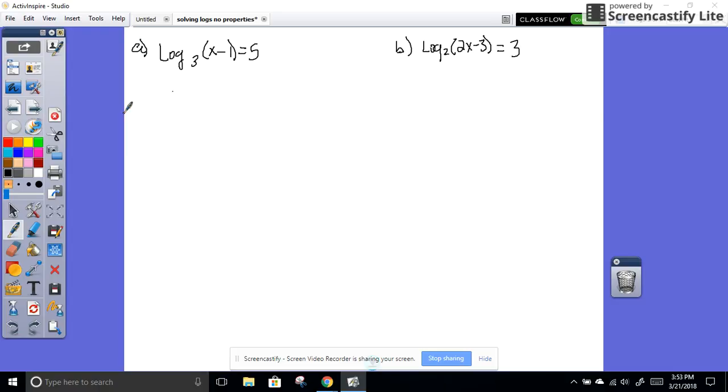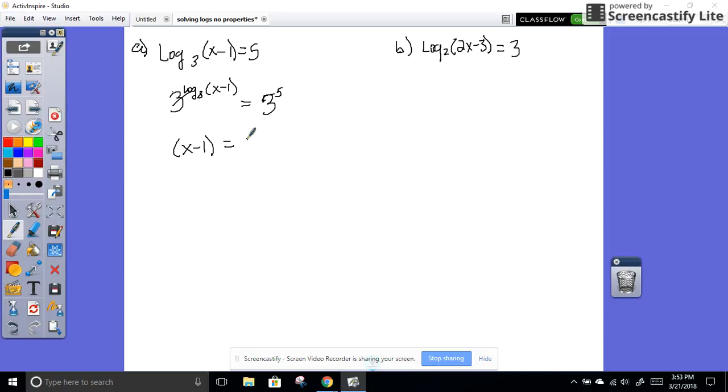Okay, let's do it again. So what are we going to do? This is a base 3, so this becomes 3 raised to the log base 3 of x minus 1 equals 3 to the 5th power. Both of these things right here became the exponent of 3. Okay, what happens right here? Those two things cancel out, leaving you x minus 1. And 3 to the 5th power is, holy smokes, I don't know.